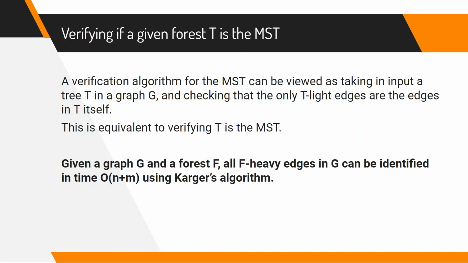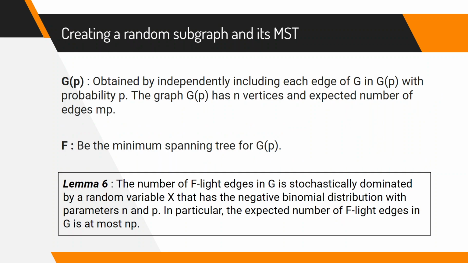Now, we will be talking about random sampling for graphs. So, the randomization comes in identifying and eliminating edges that are guaranteed to not be in the MST. That is our basis of the algorithm.